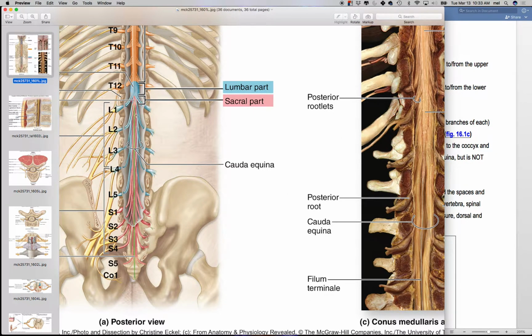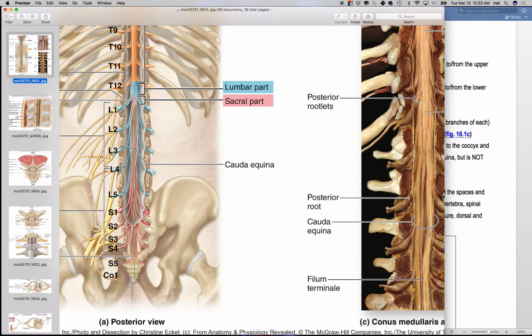So watch here. Here's the filum terminale. Do you see it's in green? It's going all the way down and attaching to the coccyx. Ooh, you got to turn that off. All the way down and attaching to the coccyx. You can see it really easily in the cadaver. You can totally see it in the cadaver. And you can see the difference in color and the difference in texture.